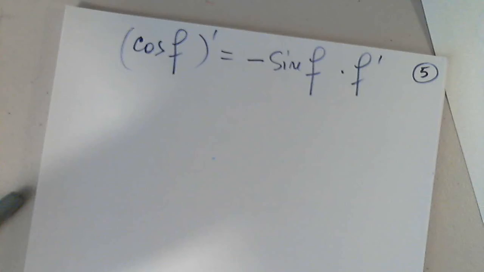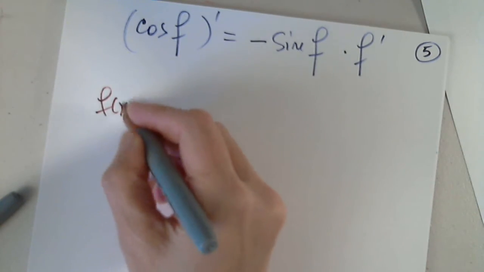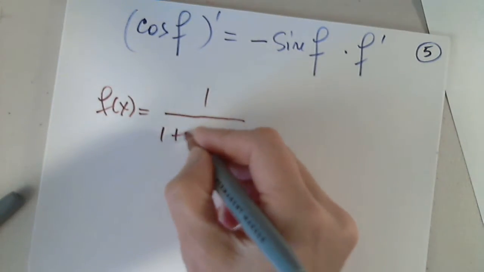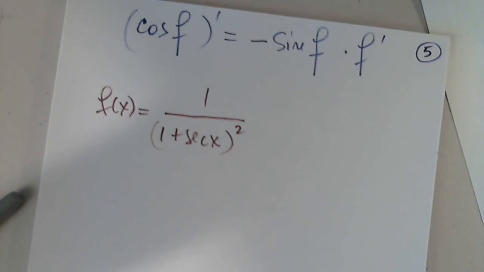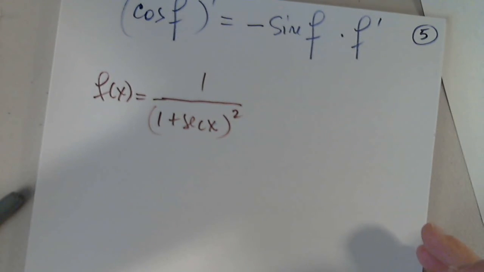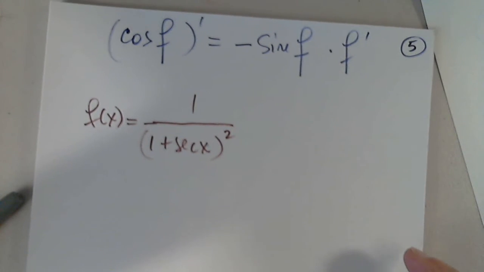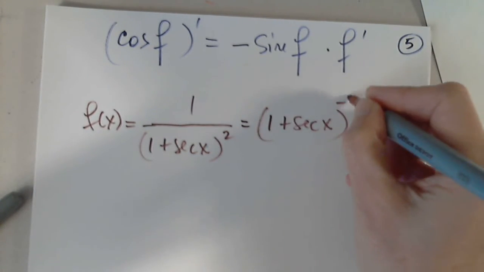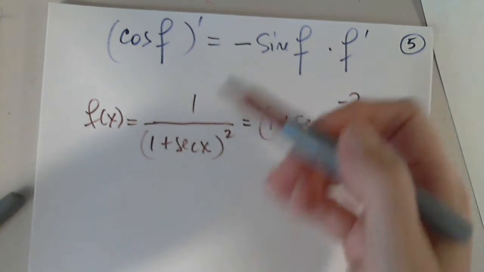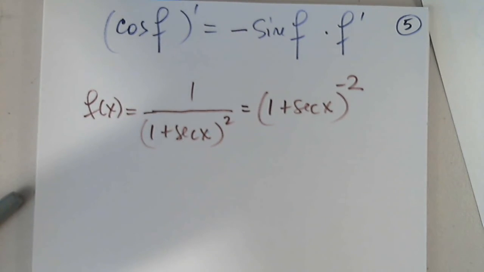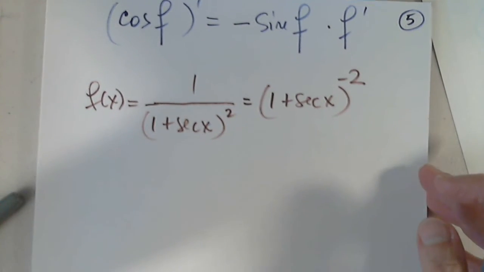Now we can finally differentiate something like f of x, let's say, equals 1 over 1 plus secant x squared. So do you think I'm going to use the quotient rule? Well, you know I'm not going to, because I like simple things. I don't like to worry about something like this, a quotient rule, when the numerator is just 1. There is no need for that. You can, but 1 prime will be 0, so, and take it from there.